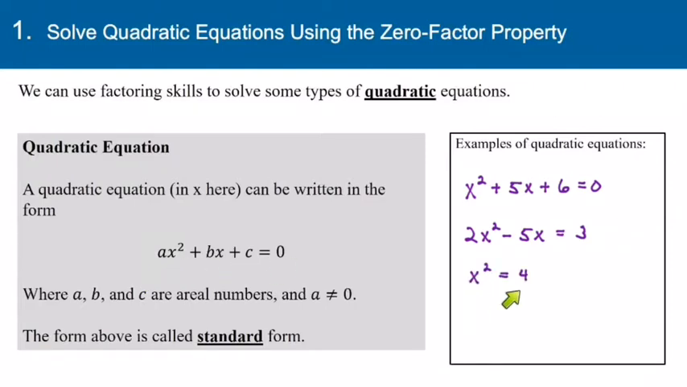How about x squared equals 4? Well, of course, if we move the 4 to the left side of the equal mark, we would have x squared minus 4 equals 0, and that would be standard form for the quadratic equation because we would have an x squared term, and b would be 0 because we don't have an x term. That's okay. And then the c would be negative 4. So this is a quadratic equation.